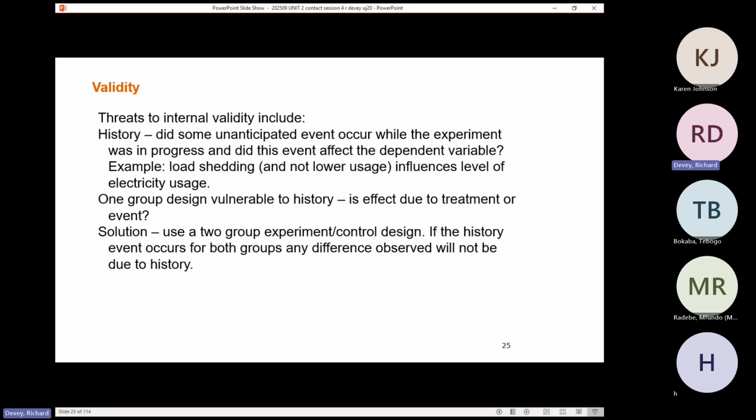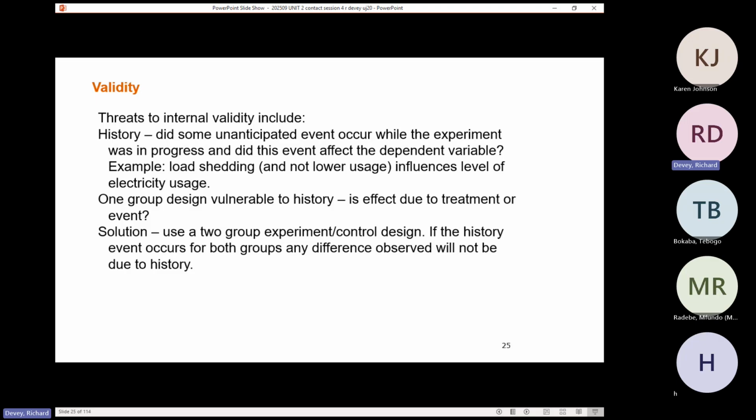So when we think about internal validity, which is the relationship between the variables that we want to measure for our study, there are certain threats that affect our internal validity. One would be history, and that's a time-related factor. If you're doing an experiment, did some unanticipated event occur during the experiment, which might have affected the dependent variable? That would mean we don't know whether the dependent variable changed because of the experiment or because some event occurred during the experiment.